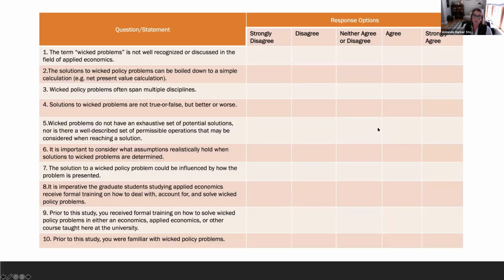The survey that we presented to them included the following 10 questions. The first 7 were the declarative statements about wicked policy problems, and the last 3 were questions that asked them whether or not they had received any training in this area before, whether or not they thought it was appropriate, or whether or not they were familiar with wicked-type policy problems, and they could rank on a Likert scale whether they disagreed or agreed with those statements.